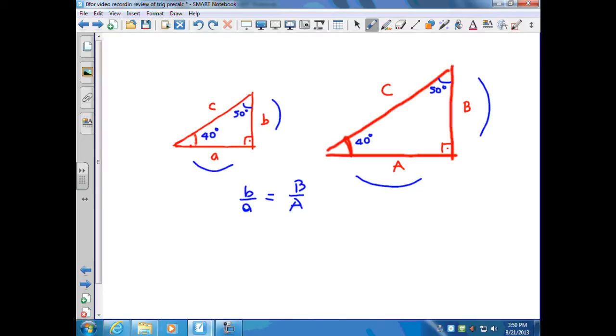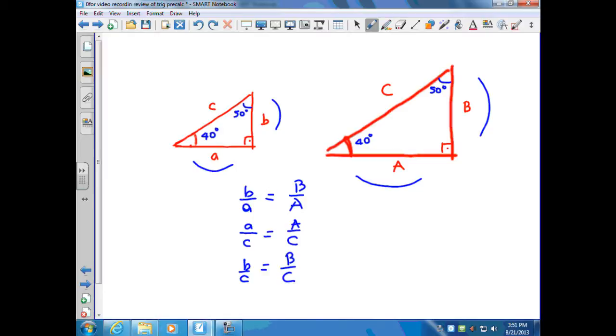And we can also say that the ratio of A to C in the small one equals the ratio of capital A to capital C in the large triangle. And also the ratio of B to C in the small one equals the ratio of B to C in the large one.